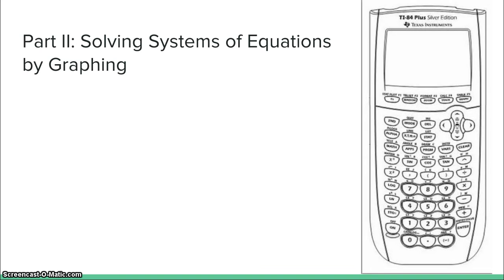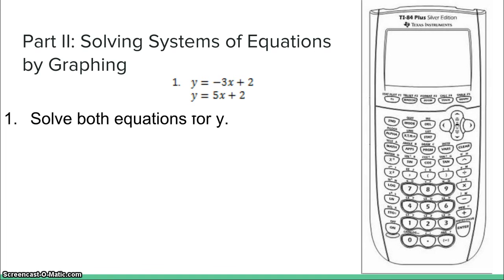So the way we're going to use the calculator, and I'm going to walk you through the steps, I would encourage you to follow along as you do this. And take a look at example 1. Here it's y equals -3x plus 2 and y equals 5x plus 2. So what we're going to do is we'll start off by solving both equations for y, which as you can see has already been done for us.